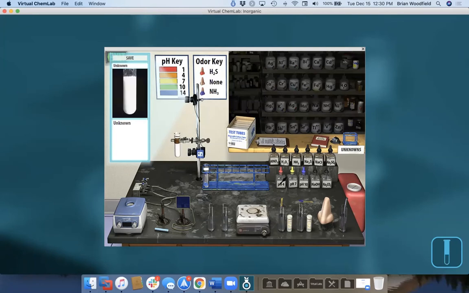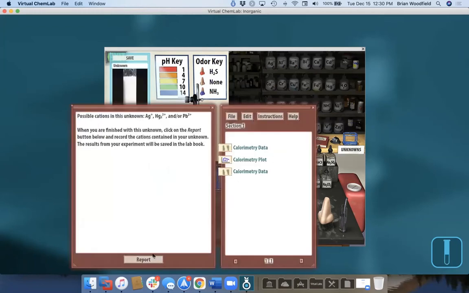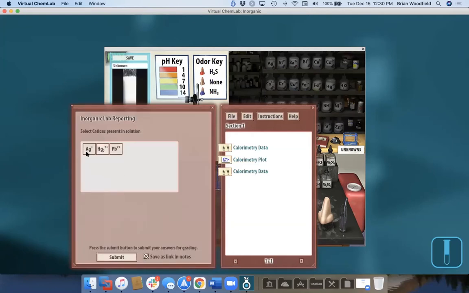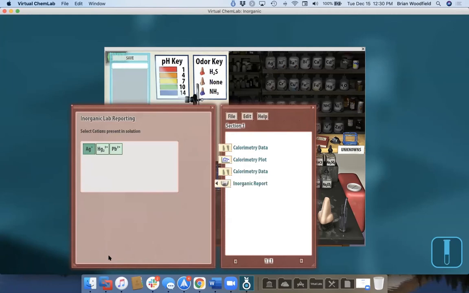And make sure I'm low enough pH for that. So I'll go pH 10. Looks like I just have silver. I can reacidify it. So then what I can do is go to my lab book and click report and say I only have silver, submit that. And so I get them all right.